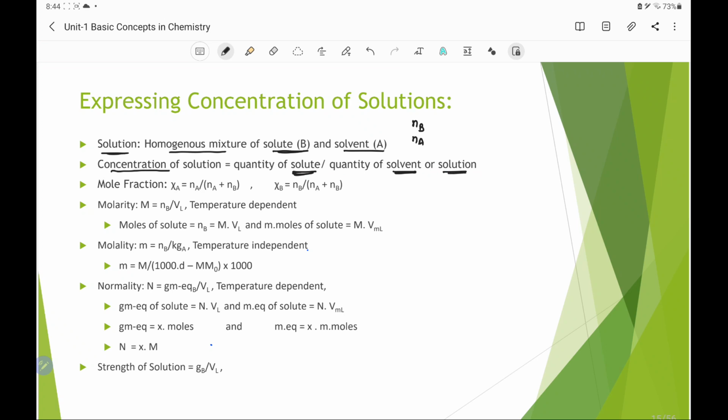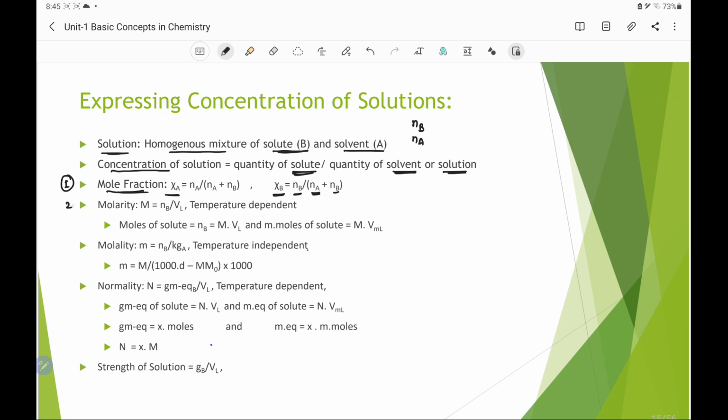The concentration of the solution is defined as the quantity of solute divided by the quantity of the solvent or the solution. First term which is used to express the concentration is mole fraction. The mole fraction XA, here A is for solvent, equal to the number of moles of the solvent divided by the number of moles of the solvent plus number of moles of the solute in the solution. Similarly, XB is the number of moles of solute divided by the total sum of the number of moles of solute NB and total number of moles of solvent in the solution NA.